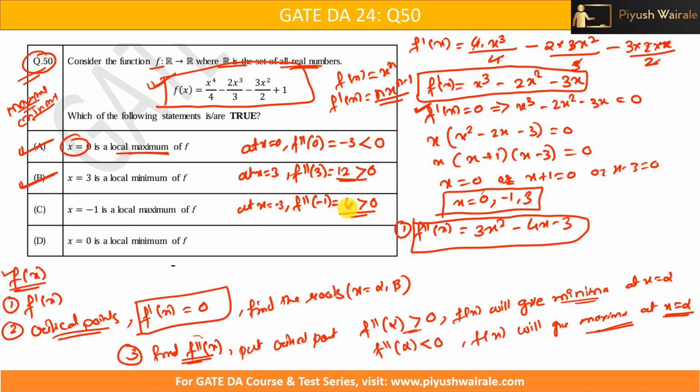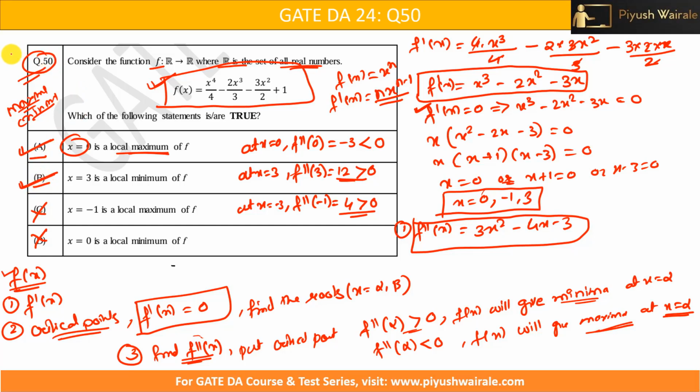Again, it will give me the minima at x equals to minus 1. So x equals to minus 1 is a local minima, not maxima. So this option is not correct and this option is also not correct. The correct options for this question are option A and B.